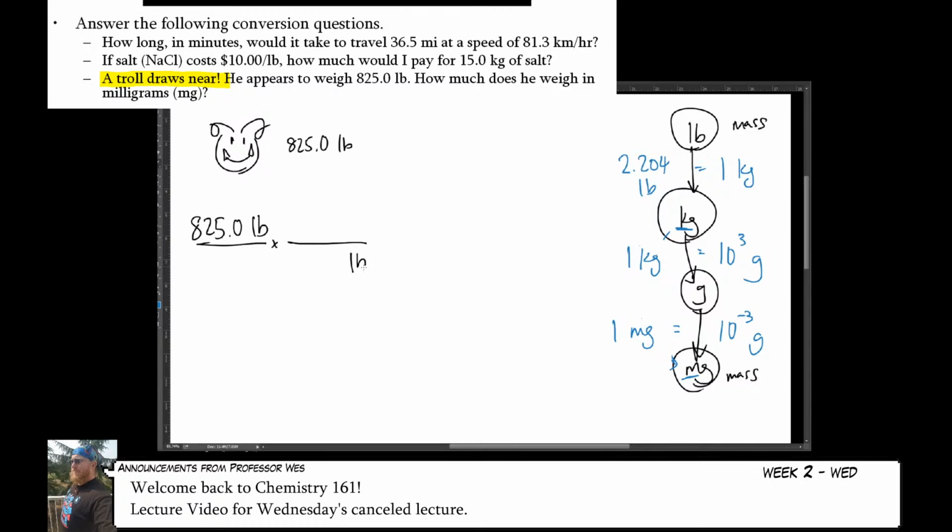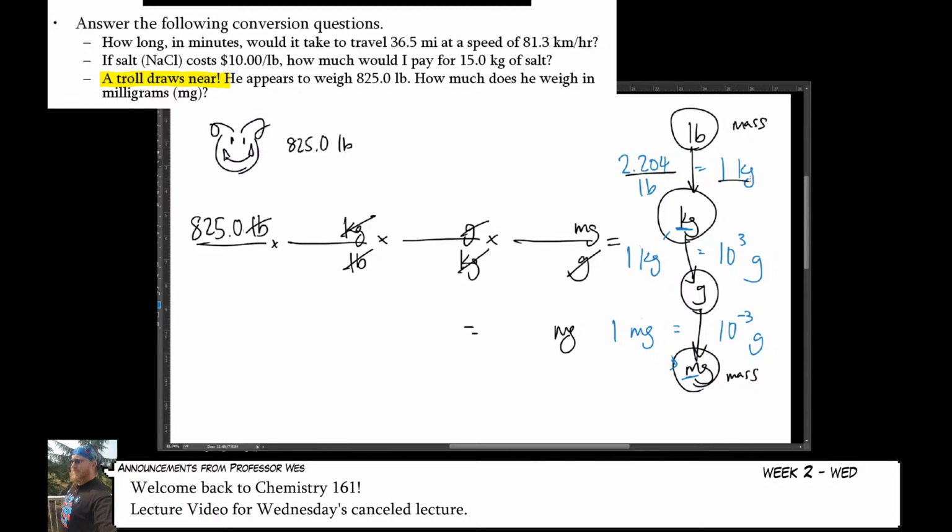And we'll turn his mass from pounds into kilograms. And then we'll turn our mass from kilograms into grams, like that. And then finally, grams into milligrams. So now that I have all the units set up, I can then do the numbers.